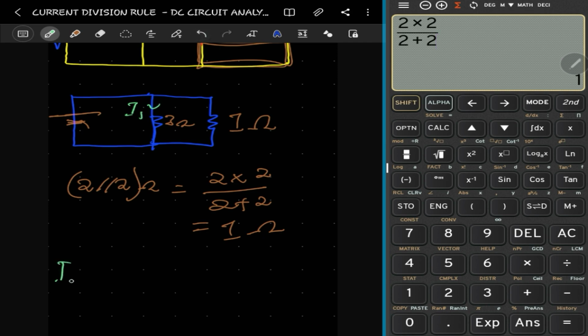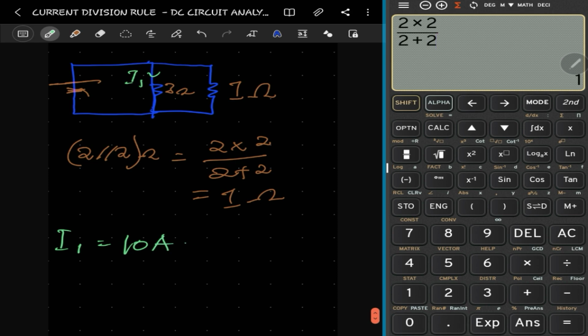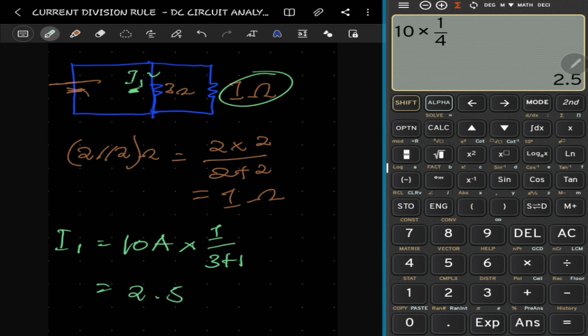Okay. This means that I1 is directly proportional to the 10 amperes that we see here. So that's 10 amperes, and then we have a fraction, right? Now we have 2 resistors. We can do it straightforward, because we're interested in this one here, the numerator will be this, right? So that's 1 all on 3 plus 1. You can punch it straightforward. You have a 1 on 4, and that gives us I1 as 2.5. The unit is very important.